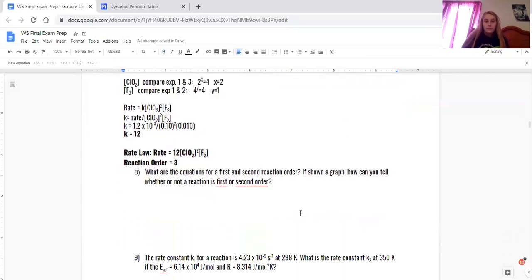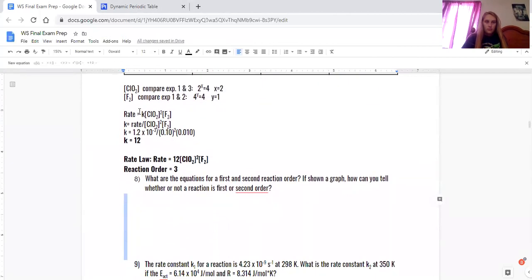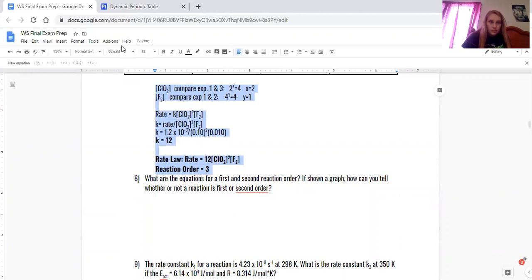Here are the questions. What are the equations for a first and second reaction order? If shown a graph, how can you tell whether or not a reaction is first or second order? Okay, sorry, forgot to do that earlier.